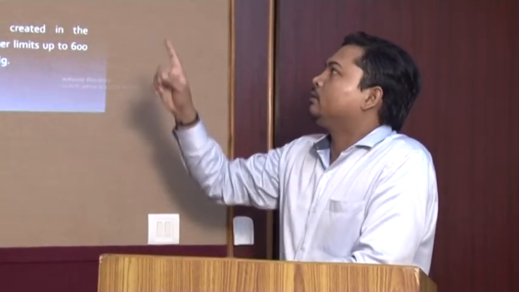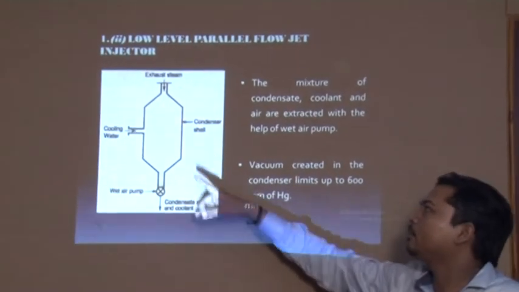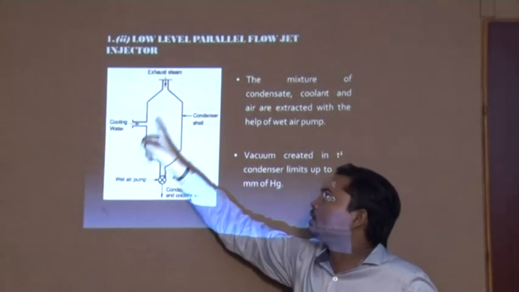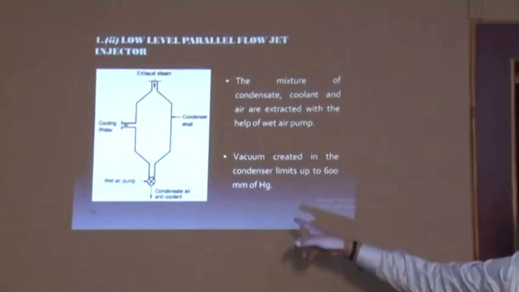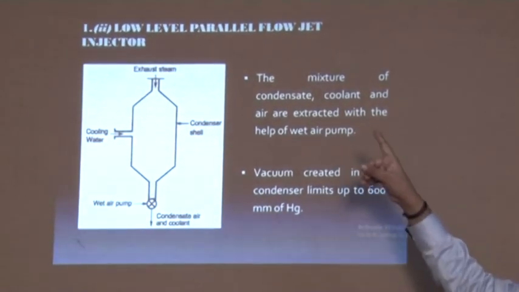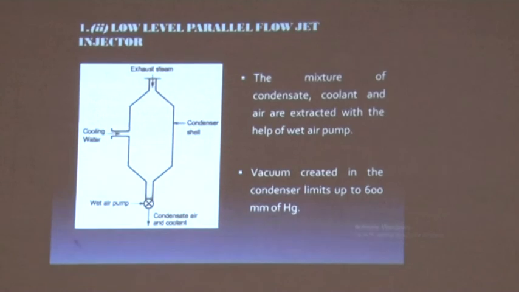Next, the second one, parallel flow. In this case, you can see from the diagram, exhaust steam as well as cooling water are traveling in the same direction, that is parallel to each other. So that becomes the low level parallel flow jet condenser.